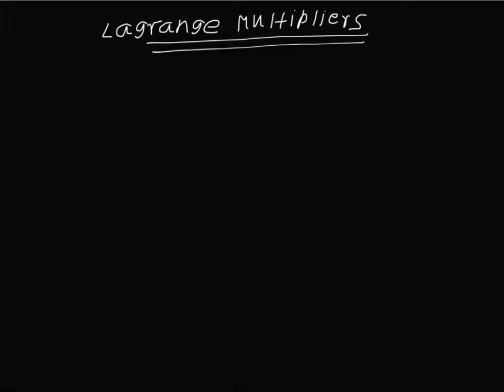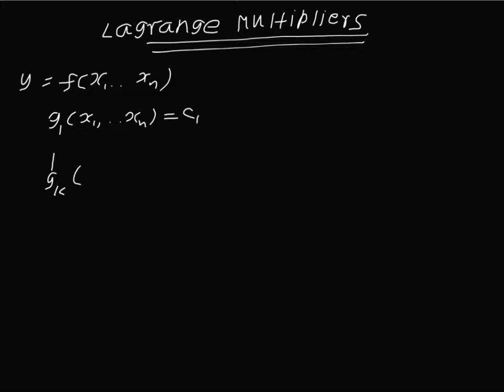We have a function f of x1 to xn, and we call this y. Here, we assume that the constraints can be expressed in the form of k functional equations. We can write our constraints g1(x1, ..., xn) equals c1, similarly g2 up to gk(x1, ..., xn) equals ck. So these are the constraints.